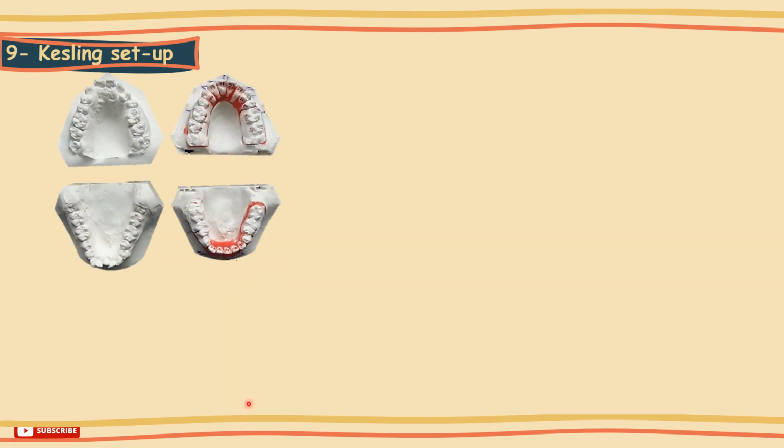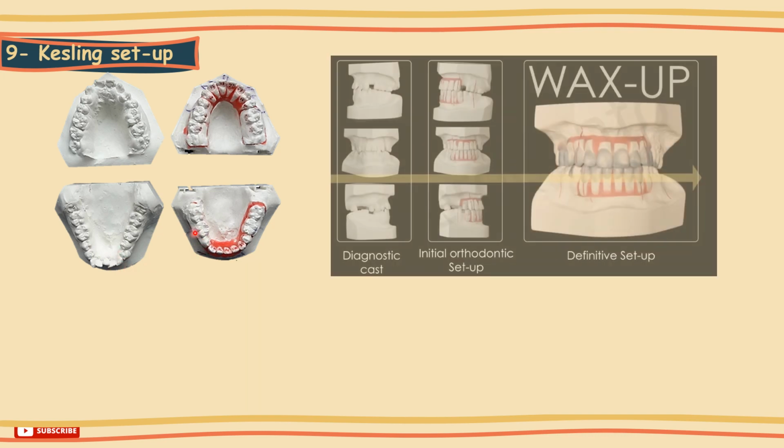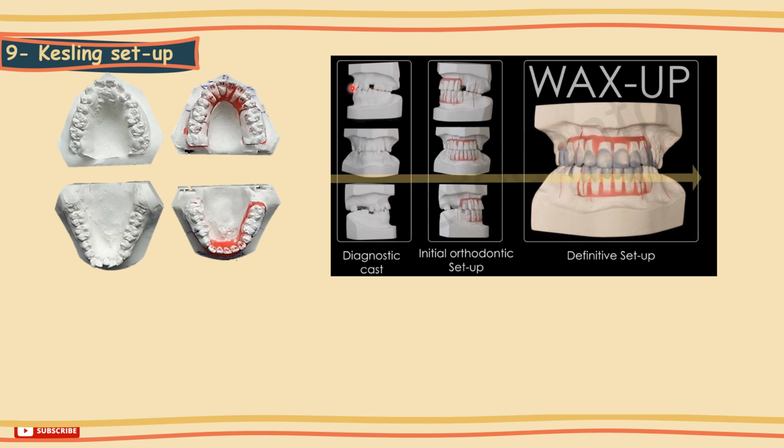Number 9. Kesling setup. The Kesling setup is a visual aid to communication between the clinician and the patient at the treatment planning stage. It helps the clinician to plan the stages and type of orthodontic treatment required and gives the patient an idea of what is achievable and what is involved. Diagnostic wax-up or Kesling setup involves the repositioning of teeth once they have been cut off a set of study models, reshaping teeth by adding wax or removing stone, and also the replacement of any missing teeth.